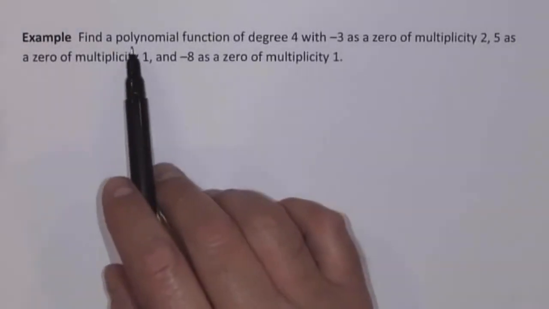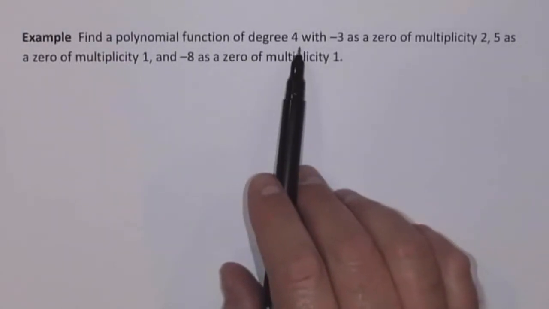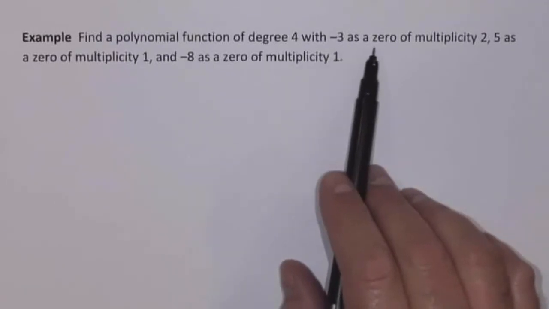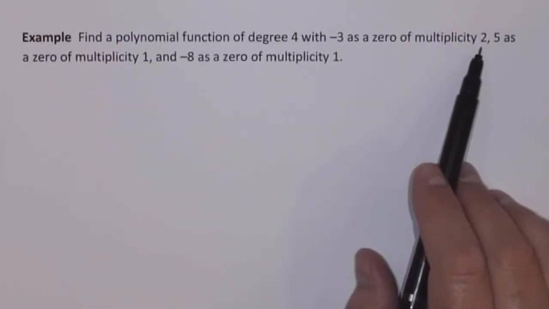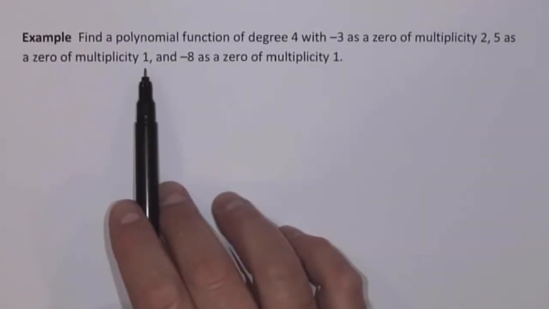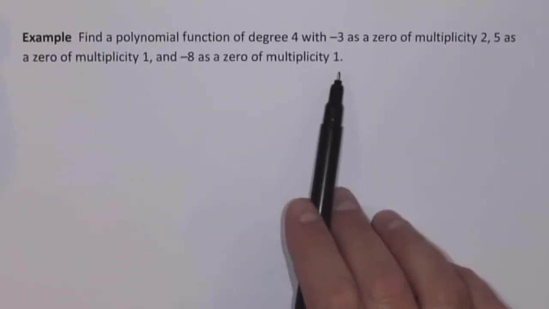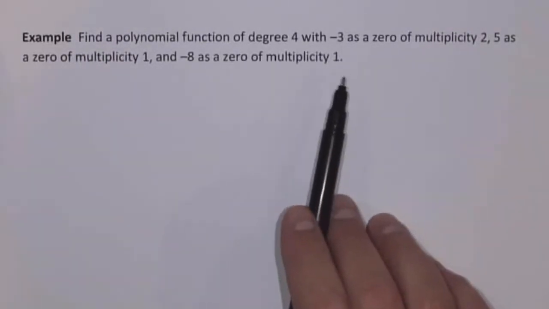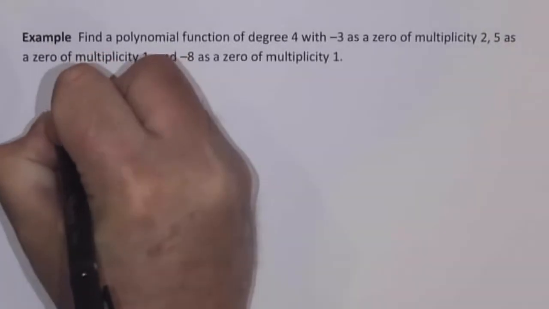In this video, we want to find a polynomial function of degree 4 with negative 3 as a 0 of multiplicity 2, 5 as a 0 of multiplicity 1, and negative 8 as a 0 of multiplicity 1. So we have a polynomial function.